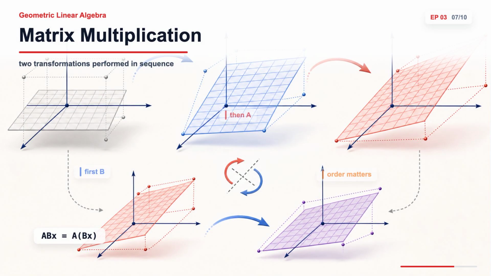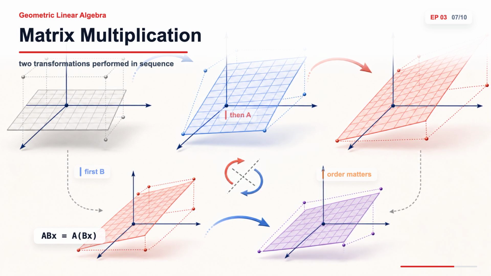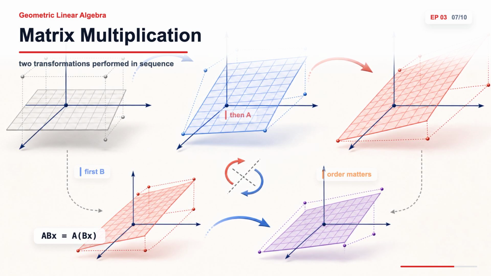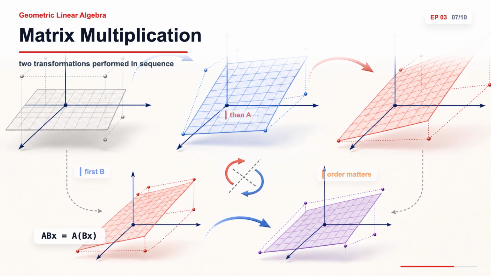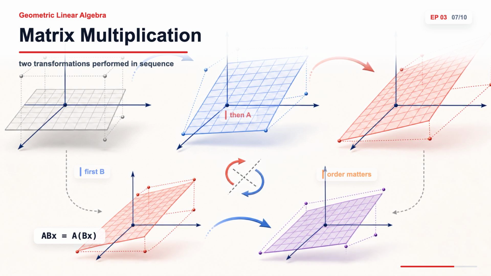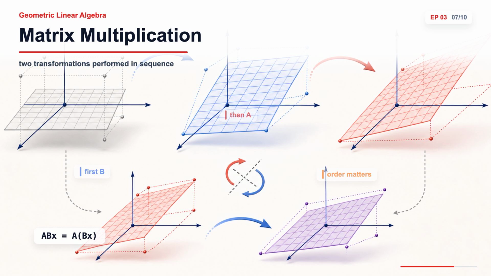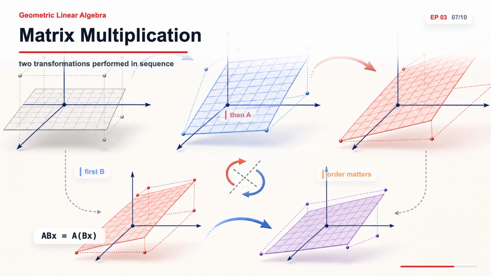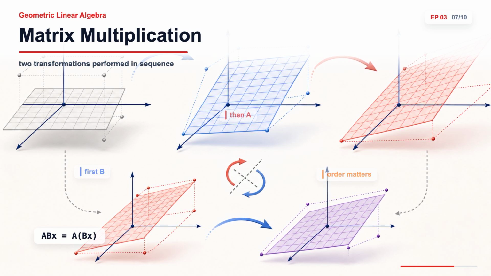Matrix multiplication is composition of transformations. When you see AB x, the vector x is first transformed by B, then the result is transformed by A. So the product AB is a single matrix that represents two space actions in sequence. This also explains why matrix multiplication usually does not commute. Rotate then shear can produce a different final grid from shear then rotate. The symbols are ordered because the geometry is ordered.